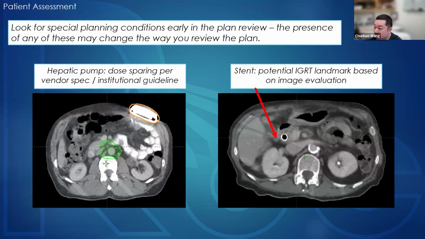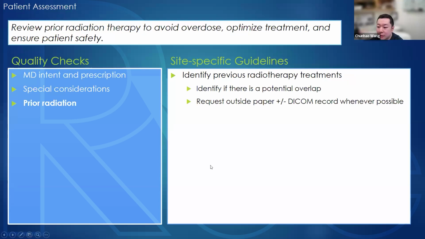On the right side, you see a picture of a stent. A stent is usually a titanium mesh or sometimes carbon fiber. If you see the enhanced contrast, that's a great potential landmark for the onboard IGRT image guidance based on the image evaluation. Of course, we need to identify any prior radiation and identify if there's a potential overlap.